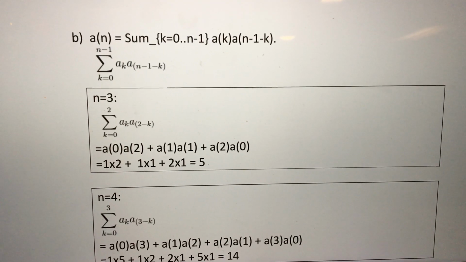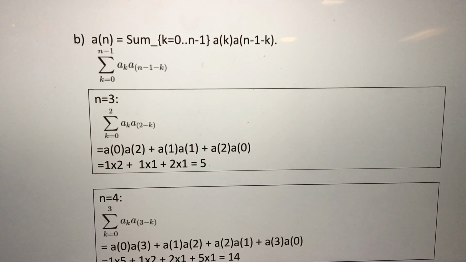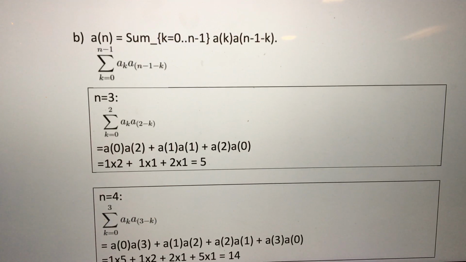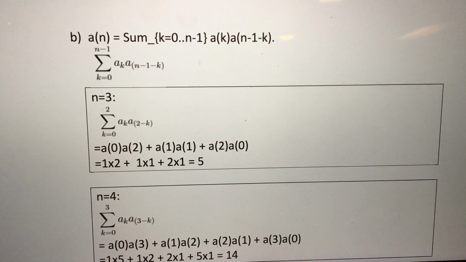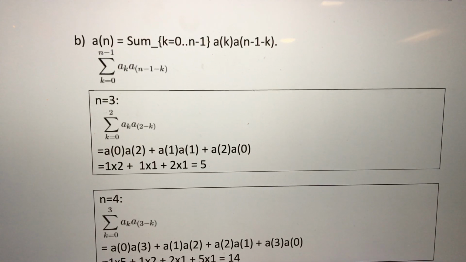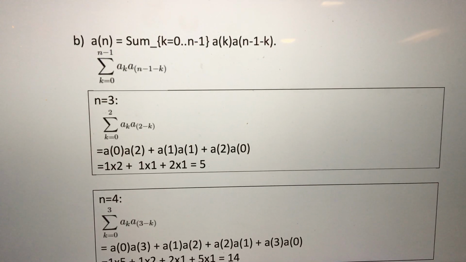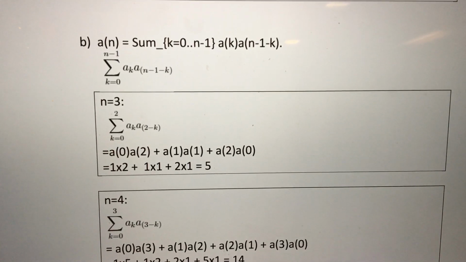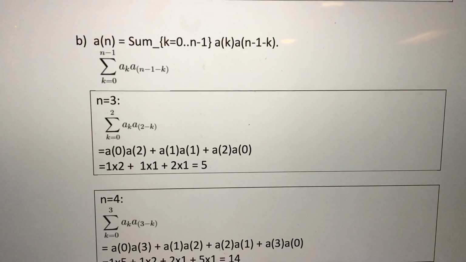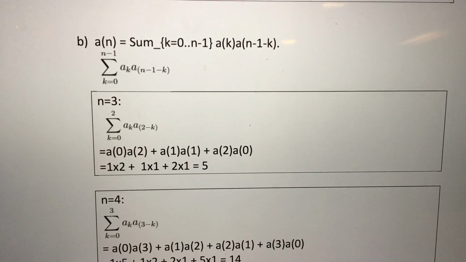Now, this is a recursive formula because it has a's, a of k and a of n minus 1 minus k in the formula. Oh, and notice that in the OEIS, a lot of times instead of doing the subscript, they do it in parentheses. So I translated it into the subscript there. But when I typed it out, I went ahead and used the parenthesis.